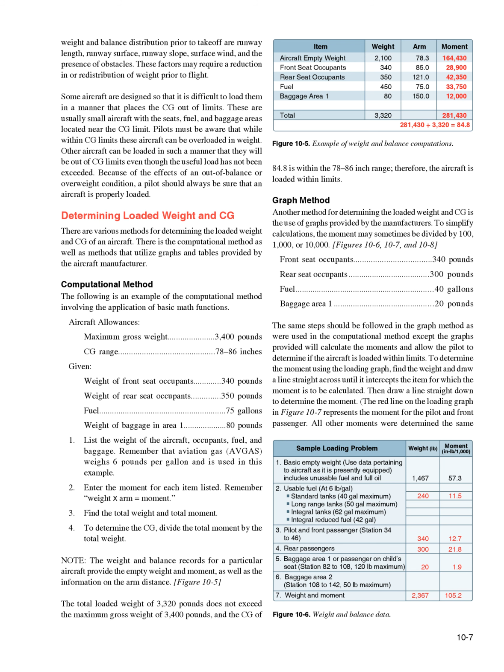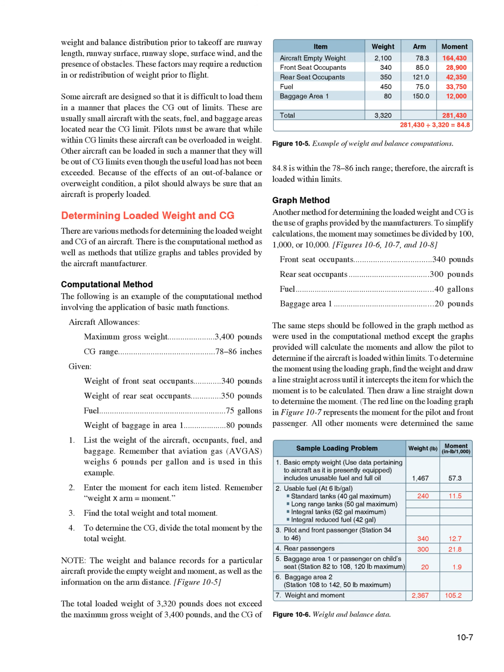Some aircraft are designed so that it is difficult to load them in a manner that places the CG out of limits. These are usually small aircraft with the seats, fuel, and baggage areas located near the CG limit. Pilots must be aware that while within CG limits, these aircraft can be overloaded in weight. Other aircraft can be loaded in such a manner that they will be out of CG limits even though the useful load has not been exceeded. Because of the effects of an out of balance or overweight condition, a pilot should always be sure that an aircraft is properly loaded.